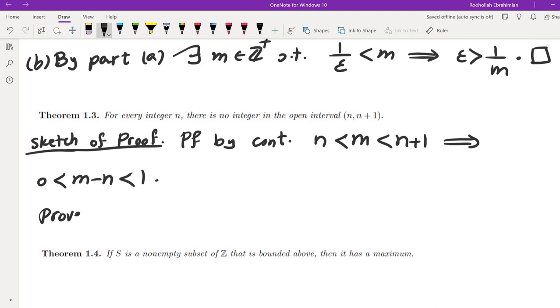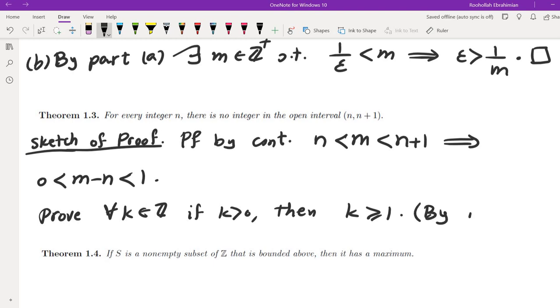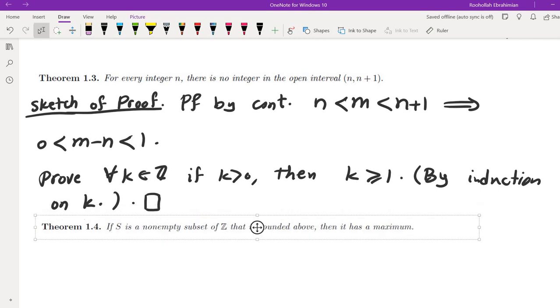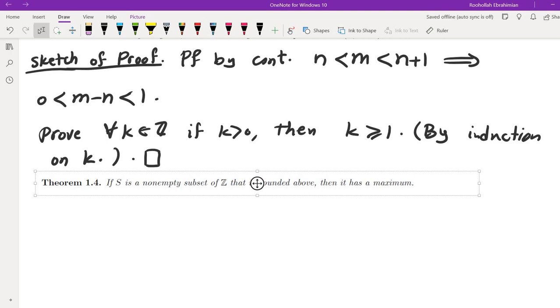Then prove that for every k in Z, if k is positive, then k must be at least 1. This one can be done by induction on k. If you take these two steps, then you would get the result. It's really not difficult to show that if k is positive, it must be at least 1. It is true for 1, and if it is true for n, then it would be true for n plus 1 by induction.